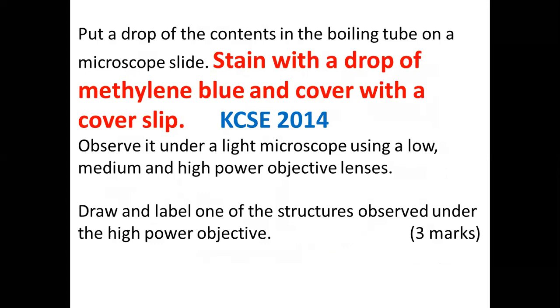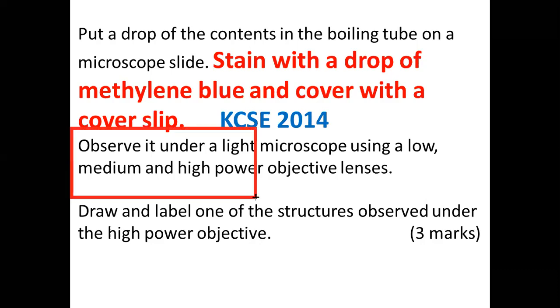This is now the technique that I was saying when we are sometimes dealing with some slides, we obtain a sample without cutting. So put a drop of the content in the boiling tube on a microscope slide. Then we stain with a drop of methylene blue. Then we cover with a cover slip. Then we are supposed to observe under light microscope using low, medium, and high power. And you can see here, the instructions were very clear.